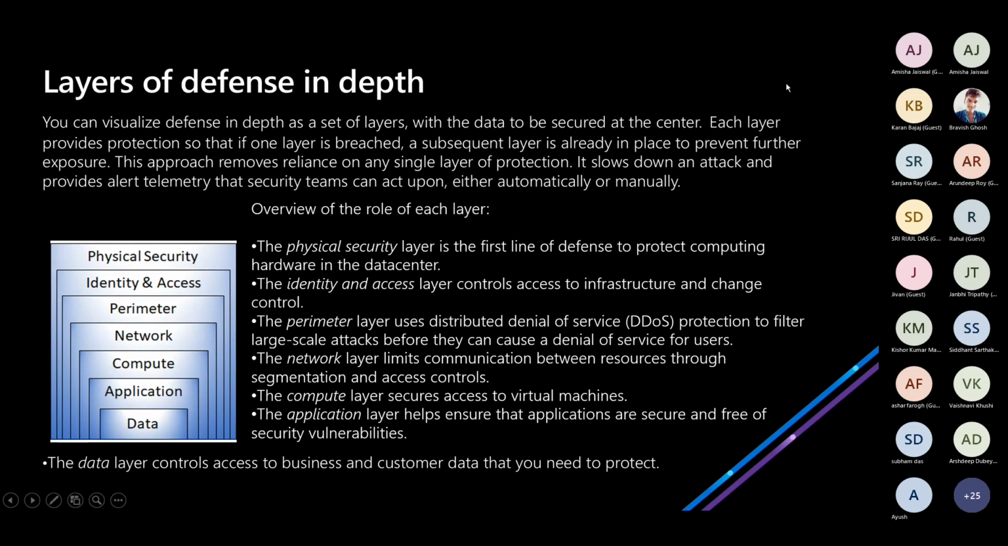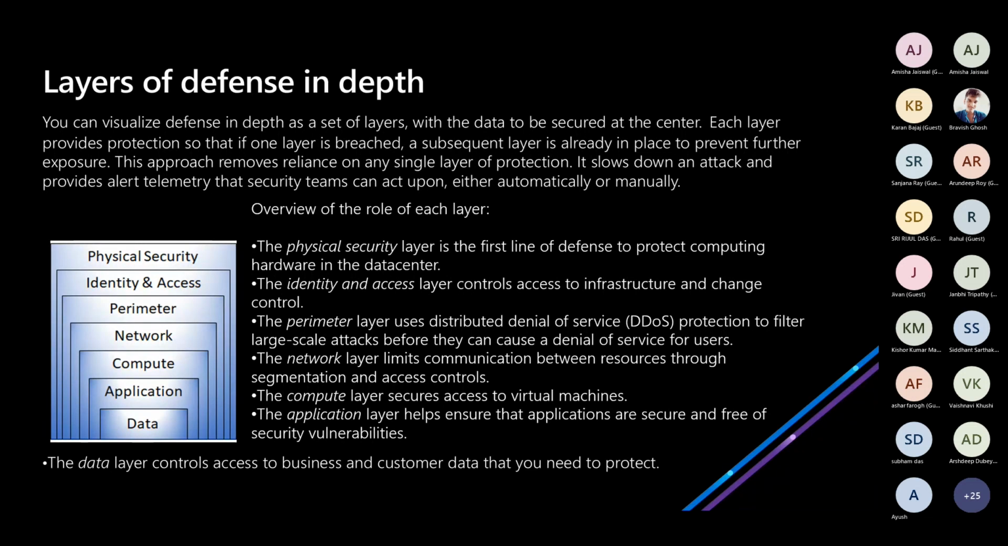So there are the roles of each layer. Now let's discuss that. The physical security layer is the first line of defense to protect computing hardware in the data center. Second comes identity and access. The identity and access layer controls access to infrastructure and change control.